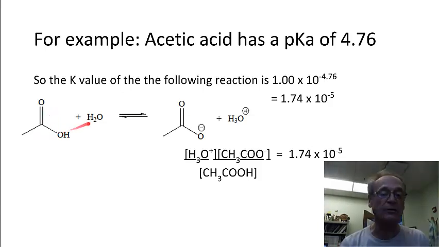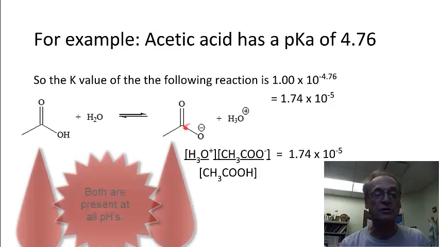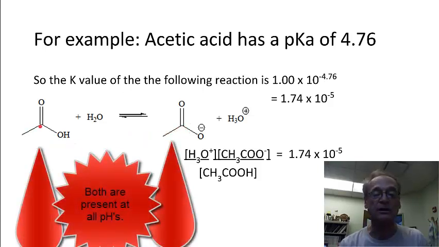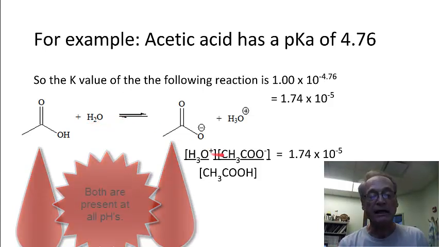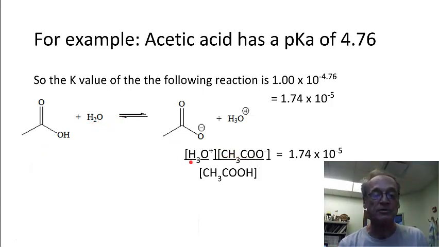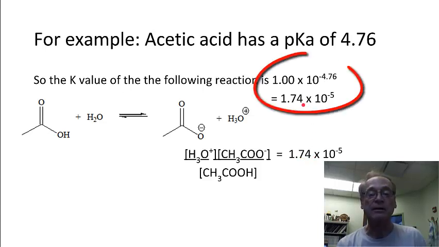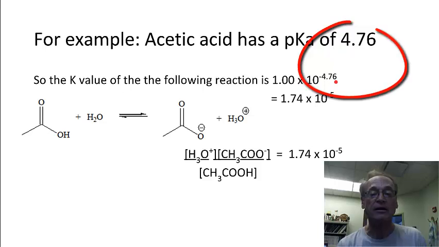And since it's an equilibrium, there is some of the conjugate base and some of the original acid in the solution. And it turns out that when you put acetic acid into water and you measure these three substances, it will come out to be 1.74 times 10 to the minus fifth. That is the same as 1 times 10 to the minus 4.76, and therefore the pKa is 4.76.